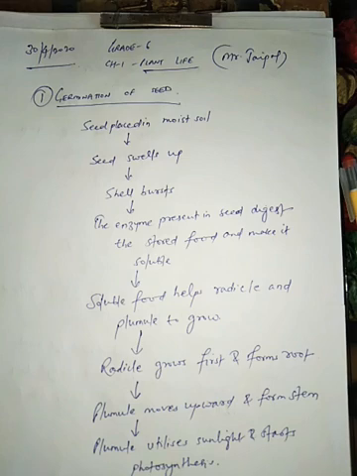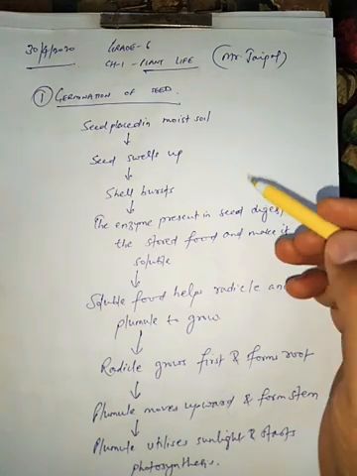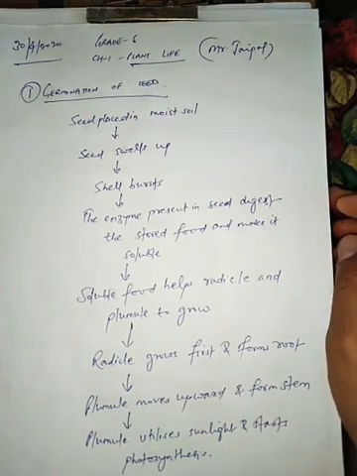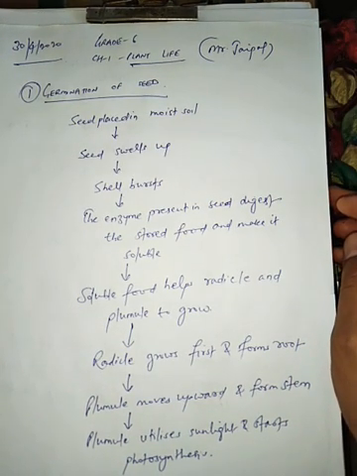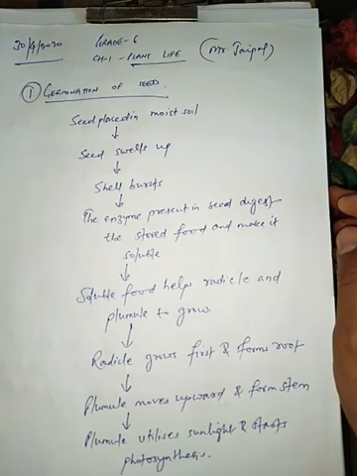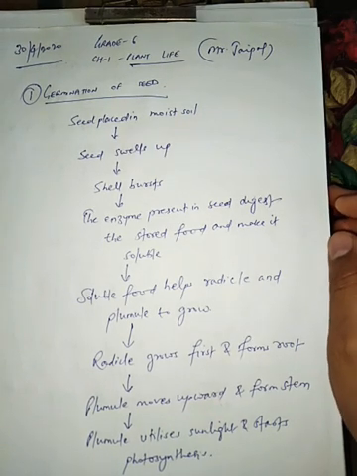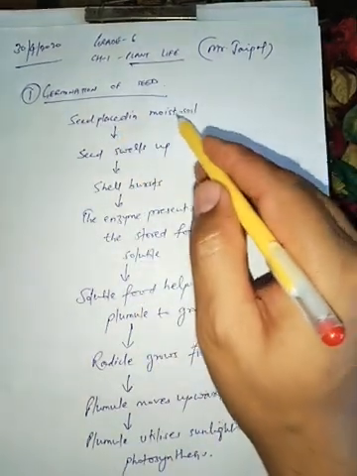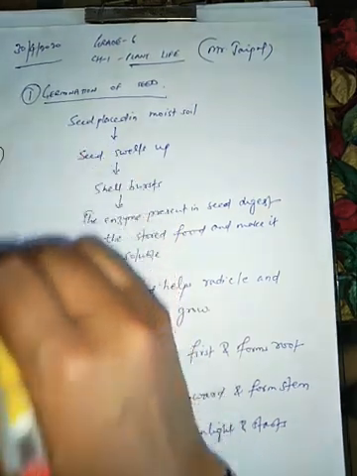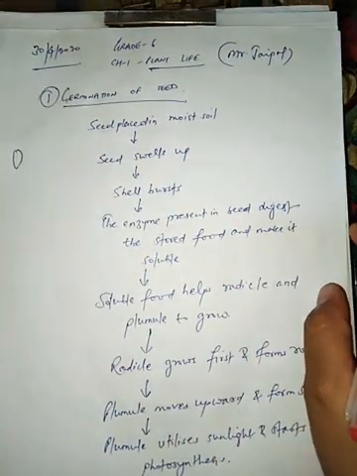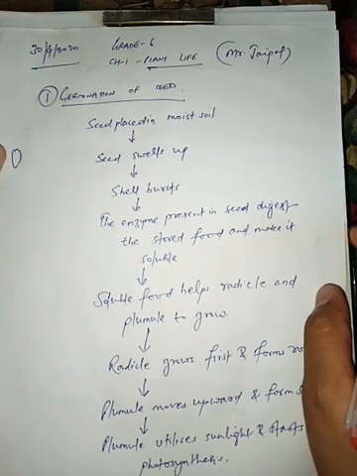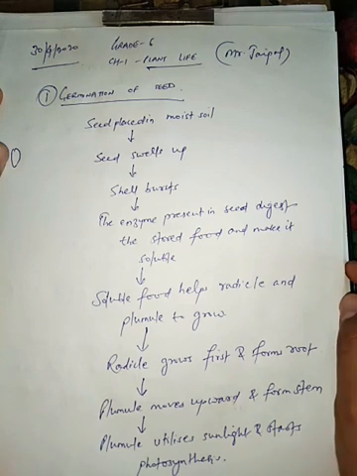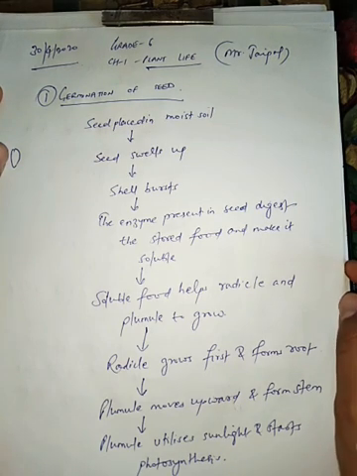Now see how a seed germinates. You can see here the steps. I have made a flow chart. It will be easier for you to go through this flow chart and you will be easily able to understand the process. Now see, firstly, the seed is placed in moist soil. Suppose this is the seed. It is placed in moist soil. Moist soil means the soil which contains a proper amount of water.